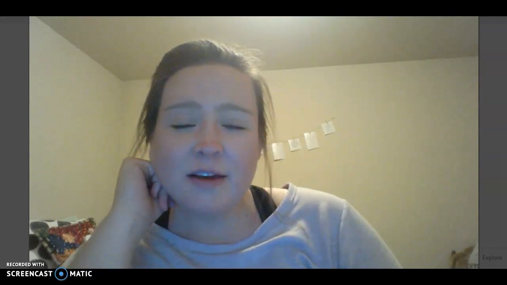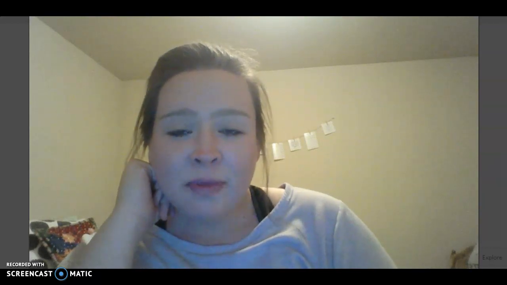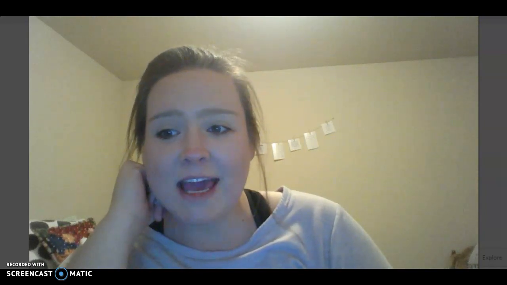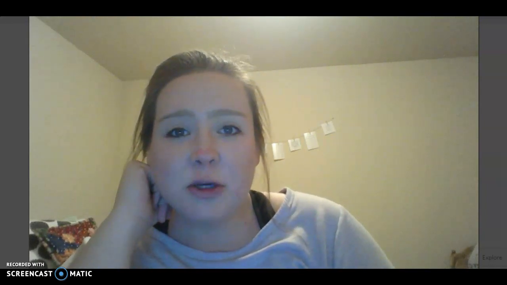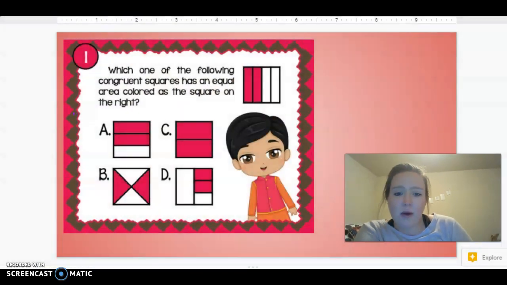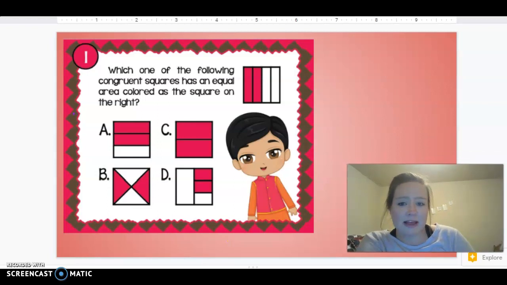Hey, third grade. Today we're going to be continuing decomposing congruent figures to find congruent areas. This is what we worked on the other day, and I am just going to be modeling how to do this, and then I'm going to show you what your activity is going to be for today. So let me go ahead and keep on modeling this.